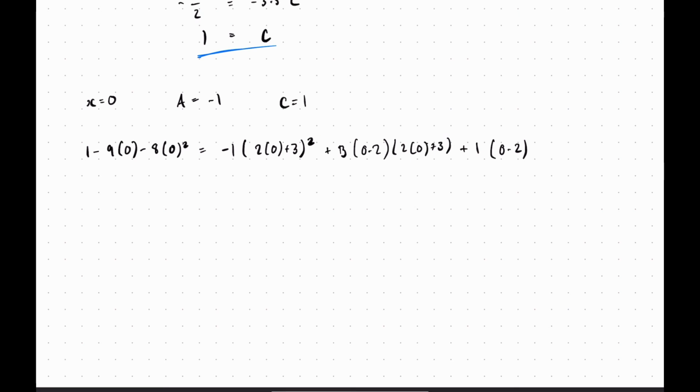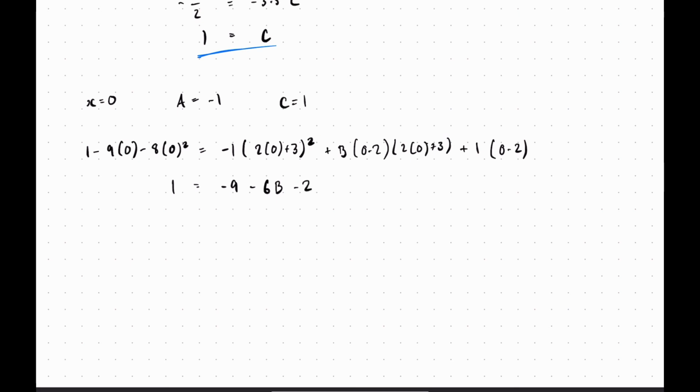Type it all in. 1 minus 0 is 1. Minus 1 times 3 squared, which is 9, is minus 9. Plus b, which is it plus? Yeah, minus 2 times 3, which is 6. So minus 6b. And then minus 2.